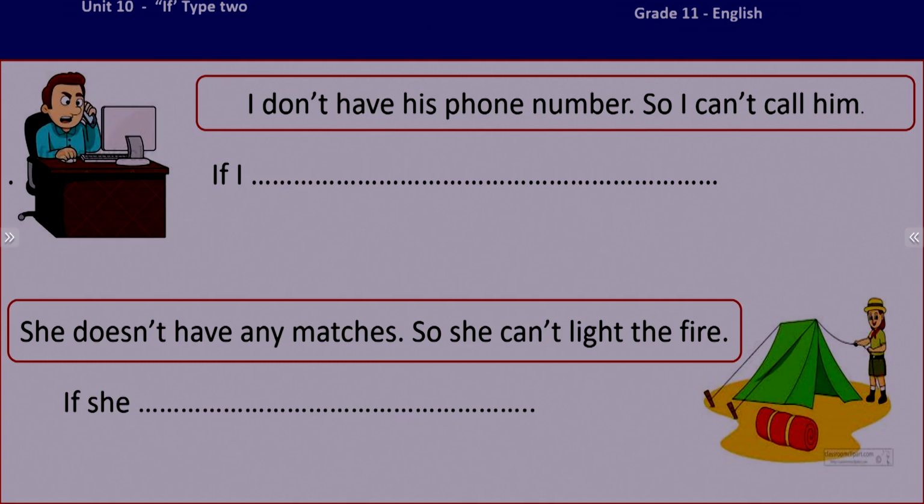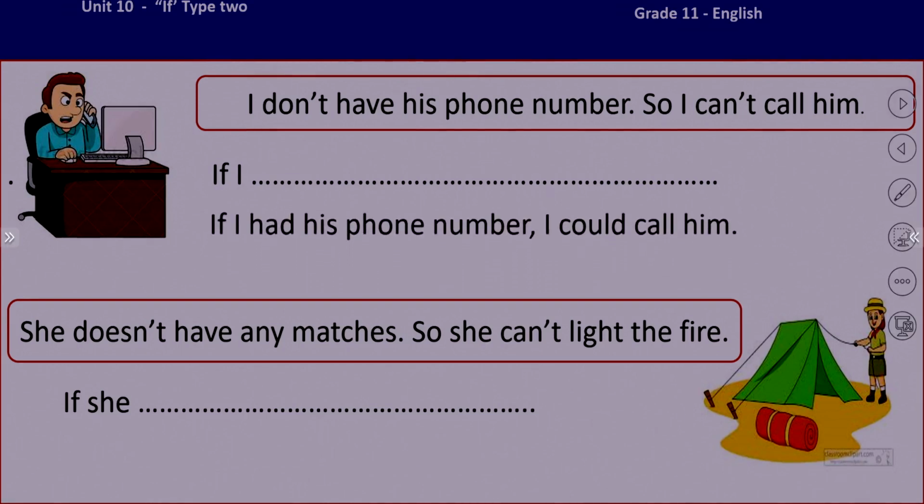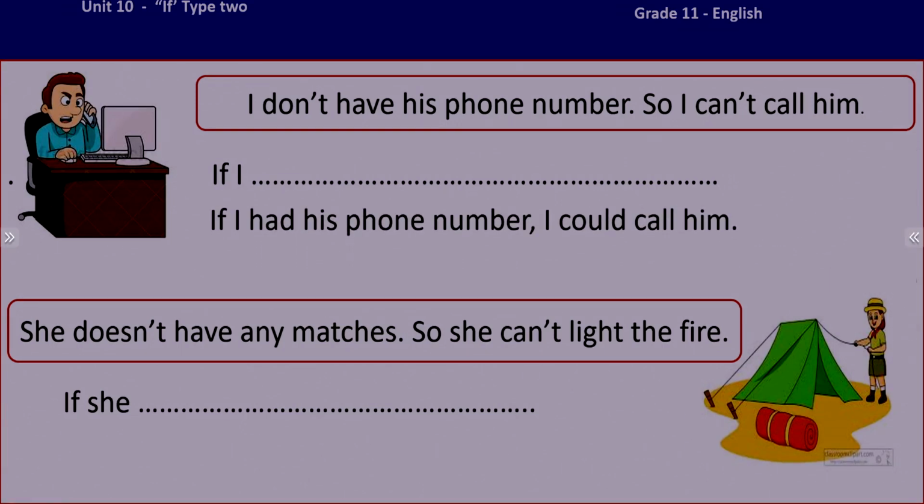I know you're enjoying this task. Let's check your answers quickly. The first one: if I had his phone number, I could call him. Do I have his phone number? No. So calling him is just not possible, right? So in my imagination, I say, if I had his phone number, I could call him, right?